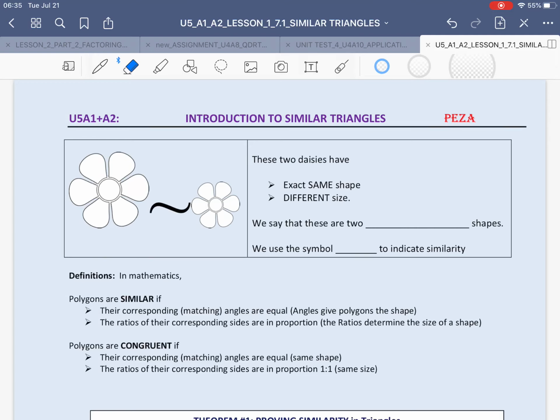Hello and welcome. Today we'll start the unit of geometry and trigonometry. Our first lesson is on Introduction to Similar Triangles.